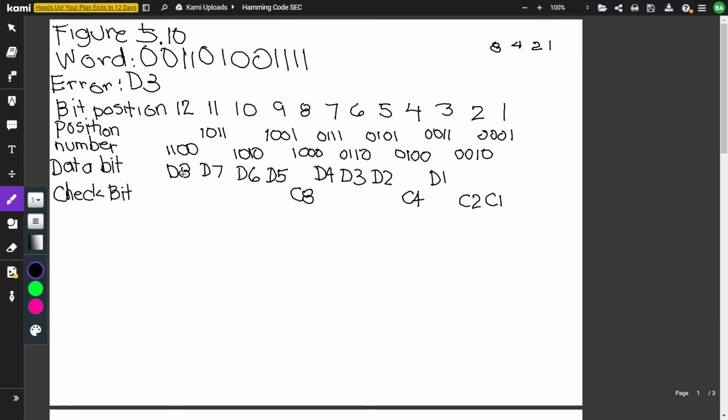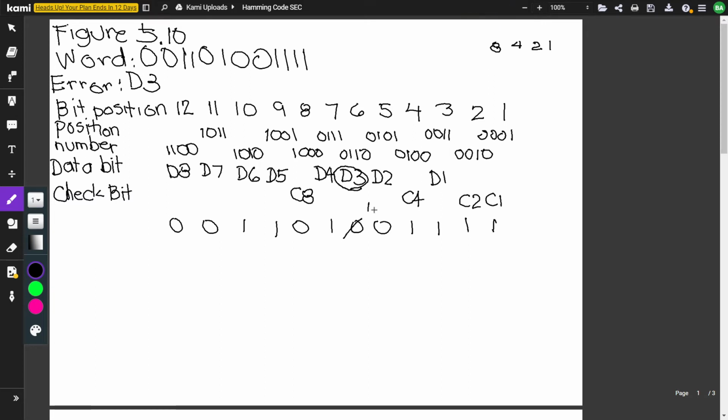Okay, and then let's assign the values. So the original values, by means of the actual direction, we have 0, 0, 1, 1, 0, 1, 0, 0, and then 1, 1, 1, 1. And then it is said that the error is in D3. So where is D3? This is D3, so the value should be an error, from 0 it becomes 1.